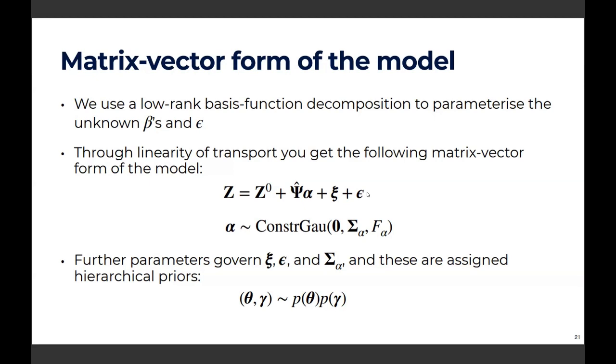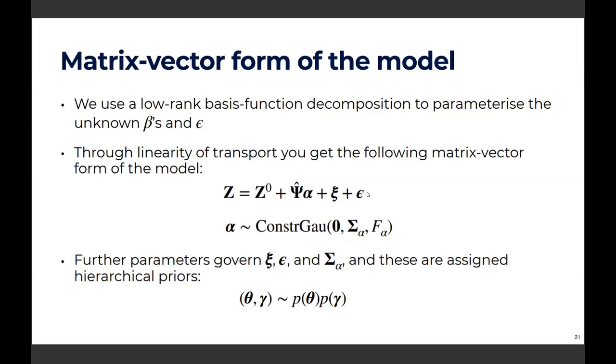I don't have time to go into this too deeply, but we applied a low rank basis decomposition on these betas and these epsilons. If you know what that means, you know what that means. If you don't, it doesn't really matter. It just reduces the dimensionality of our problem to like 10,000 unknown variables instead of an infinite field.